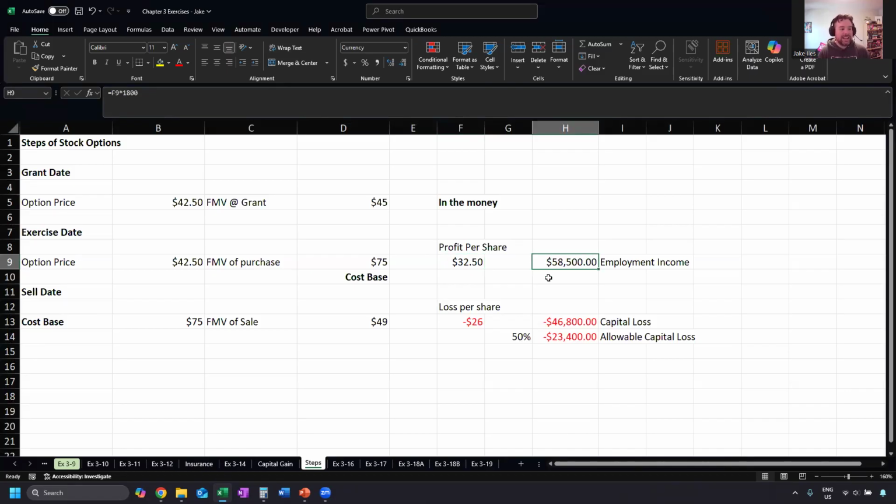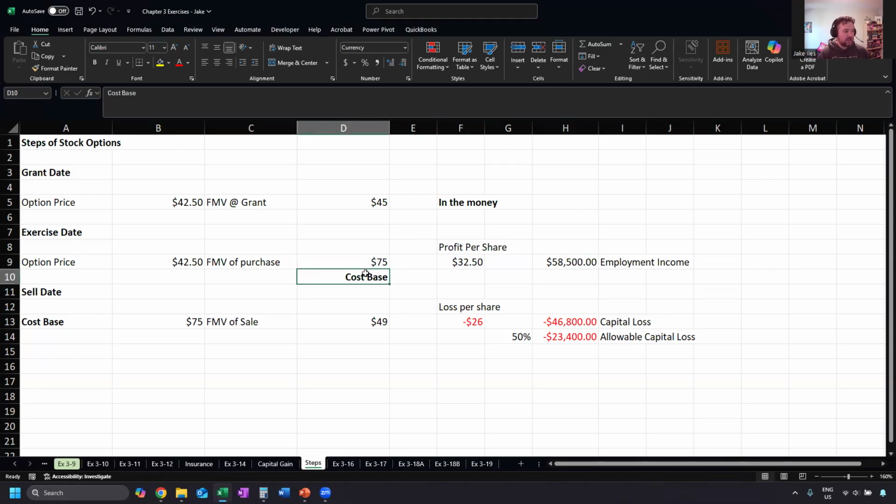So the employment income is $58,500. $32.50 times 1,800 shares, I think is what we were. Yeah, 1,800 shares is what's in the question. So that's our employment income. But because this happened in 2024, because the company is a CCPC, we're not going to include the employment income until the shares are sold.